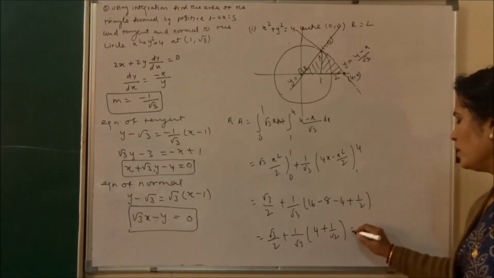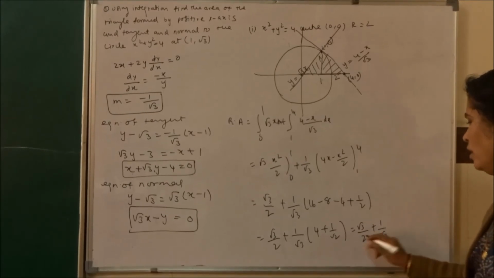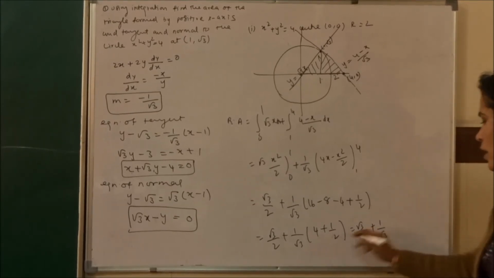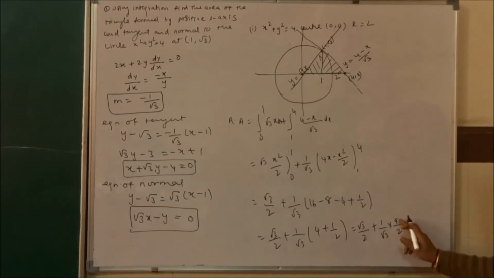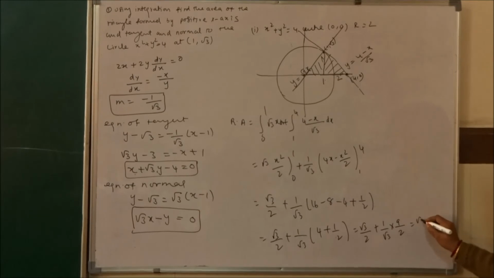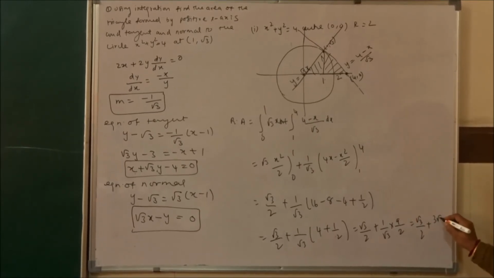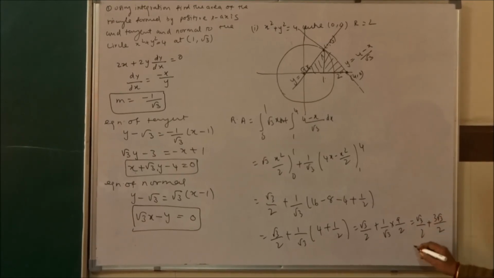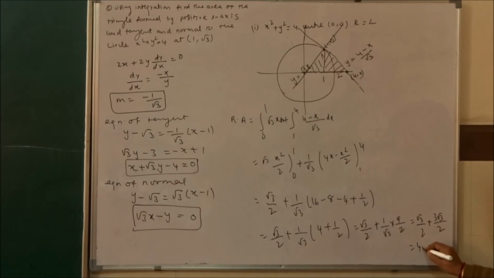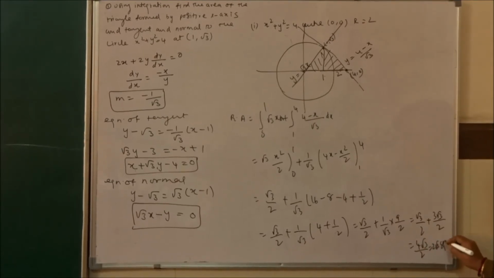4 plus 1 by 2, that is equal to root 3 by 2 and then plus 1 by root 3 into 9 by 2. So I can write this as root 3 by 2 and then plus 3 root 3 by 2. So if I add both, that is equal to 4 root 3 by 2, that is equal to 2 root 3 square units. Clear to you?